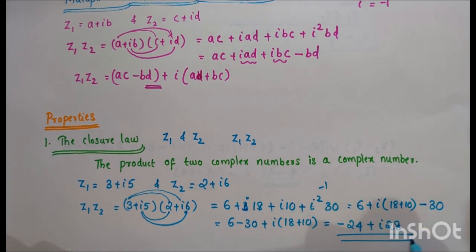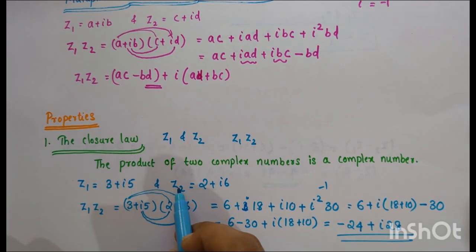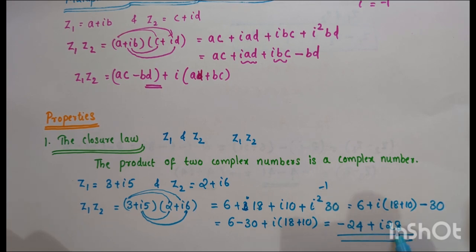So you see, z1 is a complex number which has a real part and an imaginary part. z2 is also a complex number. When we found out their product z1 into z2, we got the result like this, which is again a complex number. This also has a real part and an imaginary part.